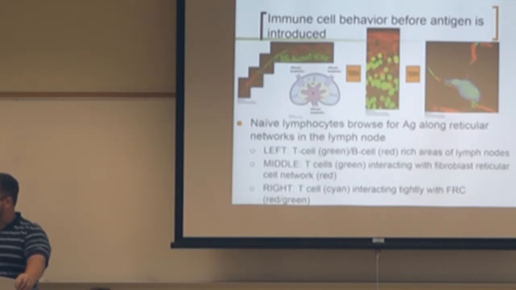And then here in this last picture, we can see that the T cell, which is going to be your blue or your cyan, is interacting tightly with that FRC, fibroblastic reticular cells, and you see that they are very closely associated. We'll scan all these cells.